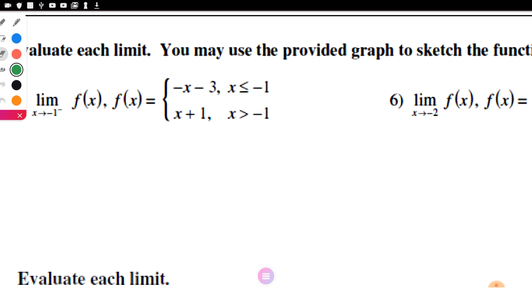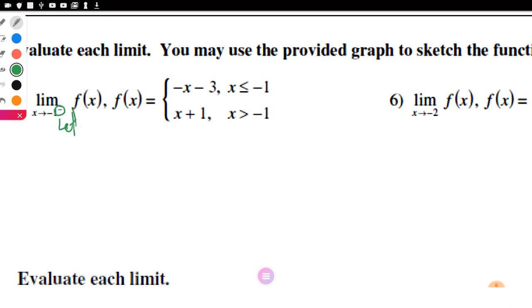Look here. It means you ask me to evaluate each limit. You may use the provided graph to sketch the function. Yes, I can use the sketch of this function, but in this case, please focus with me. I'll use substitution in the rule that satisfies this value of x. Look here, limit f of x when x approaches -1, but from what? From left.